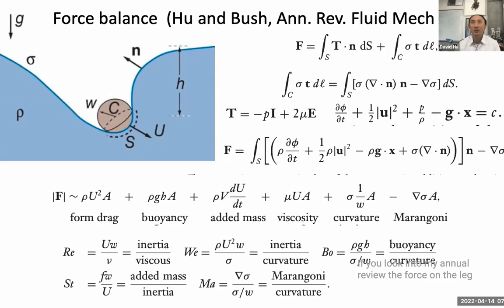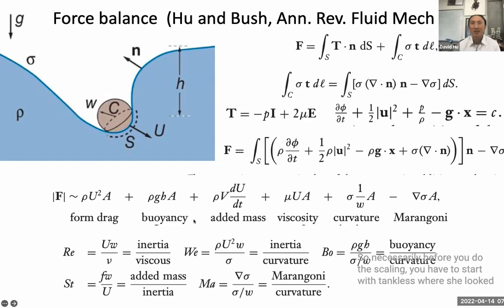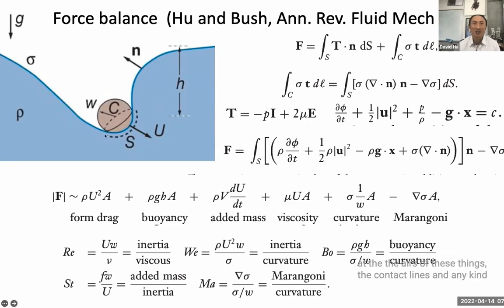If you look into my annual review, the force on the leg is basically given by a couple different parts. And the important thing is really this line here, which lists the scaling of these forces. So necessarily before you do the scaling, you have to start with calculus, where you looked at the areas of these things, the contact lines, and any kind of curvatures. But ultimately, when you're looking at the scale of these animals, getting a scaling which involves basically turns integrals into products is actually sufficient. For at least the case I'm going to show here.